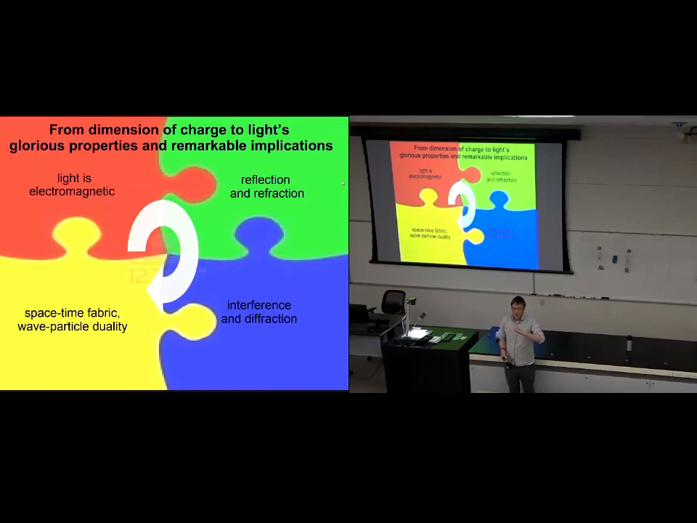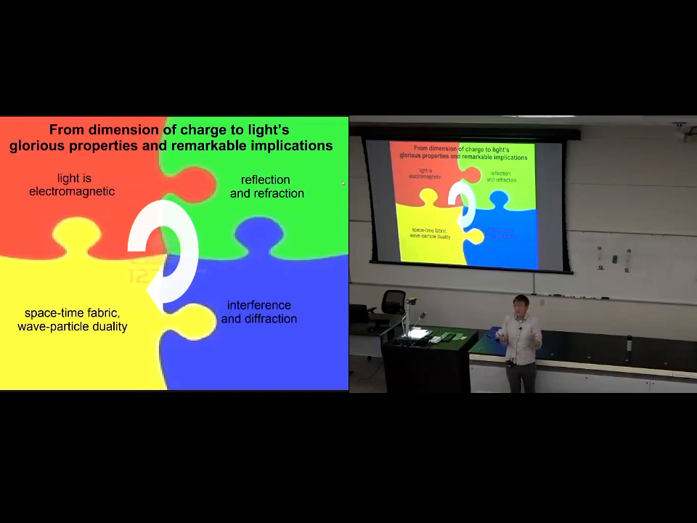Just a reminder to begin with where we're going, where we're traveling over the next few weeks of classes to the end of semester. We discovered that light was electromagnetic. Light is a feature of the dimension of charge. Over the next weeks, we're going to be exploring the properties of light. We're going to be looking at reflection, refraction. We've been doing that. We're going to be looking at interference, diffraction. We will be doing that.